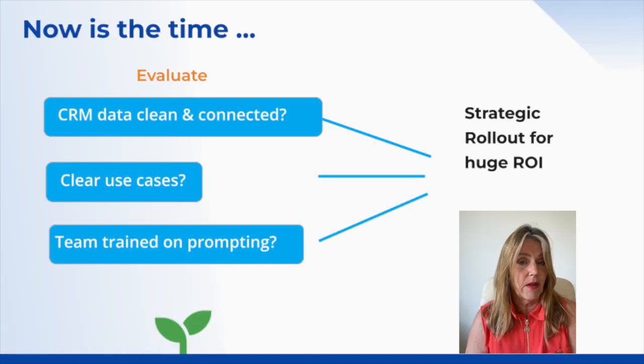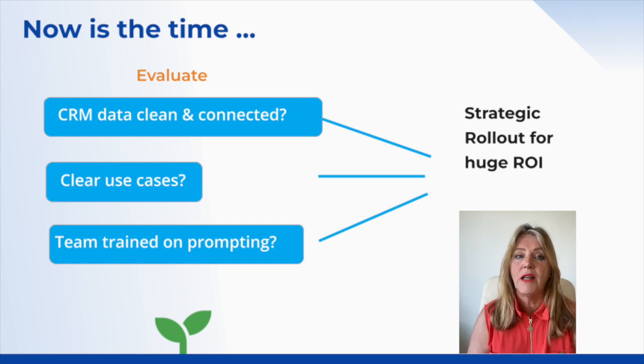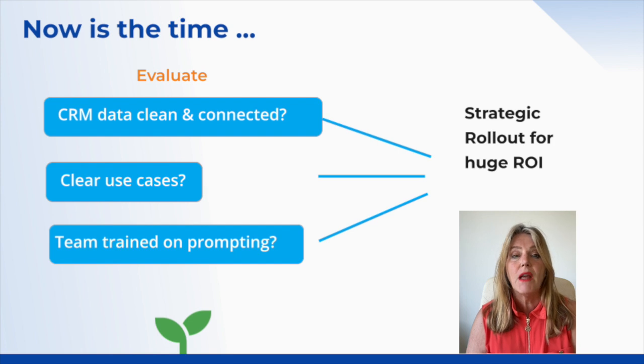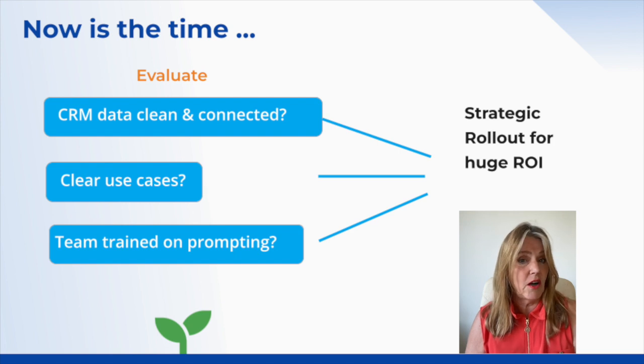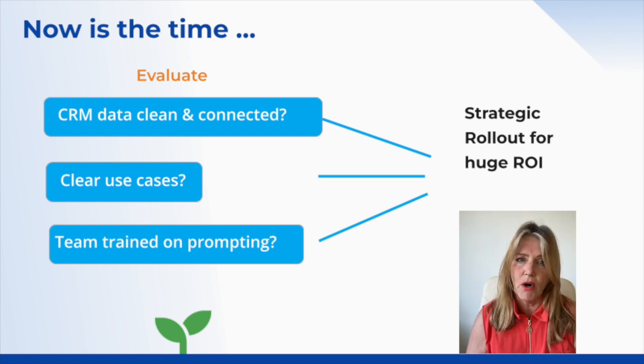So, what to do next? If you are not using Einstein GPT yet, now is the time to: one, look at your CRM data to see if it's clean and connected. I made a whole video on this topic, which you can find here. Two, have clear use cases where automation of content generation could help. And three, are your teams trained on what good prompts look like? Because this isn't really a plug and play magic trick. This is a strategic rollout, but with the right setup, it can unlock a huge ROI.